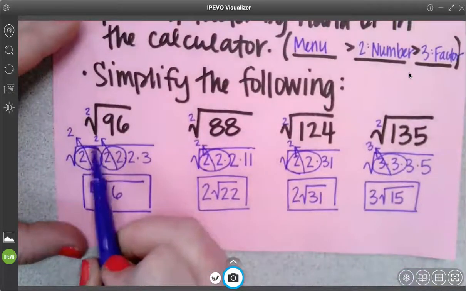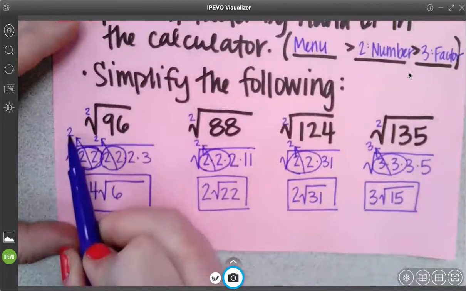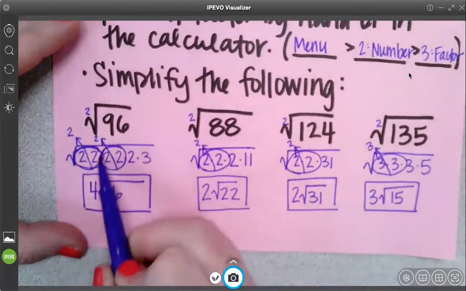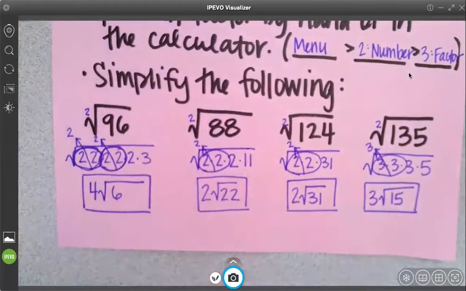So here is a pair of 2's. 2 times 2 is 4. Square root of 4 is 2. Here's a pair of 2's. 2 times 2 is 4. Square root of 2, right? So we just do that all the way through.